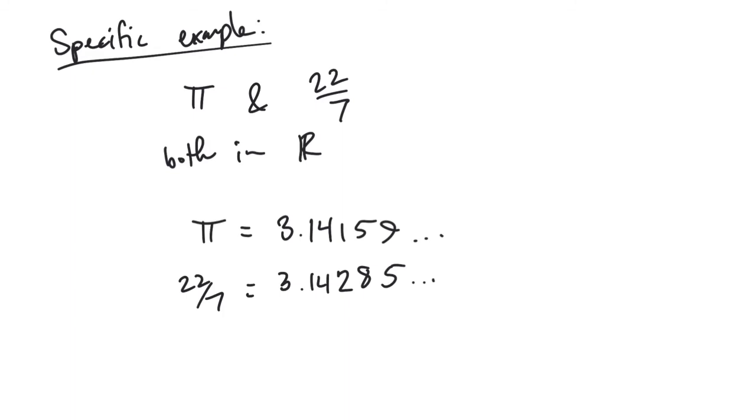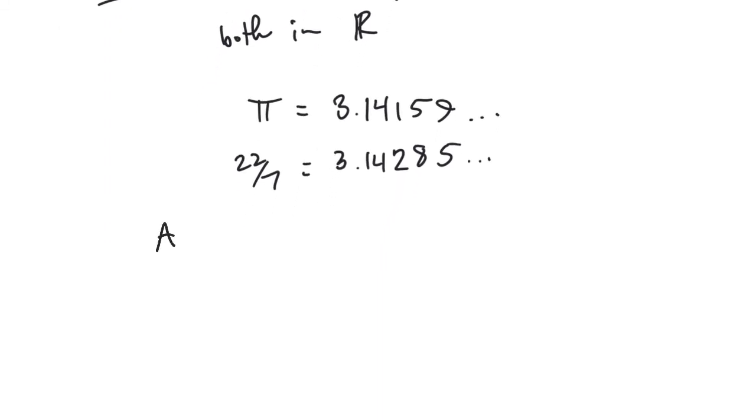Can anyone give me a very specific rational number in between those two numbers? 22 over 7 already is rational, but that's fine. Pi is not rational, but anyway. Is there a rational in between? You can just tell me in terms of the decimals. What do you think? Yeah. 3.1416. Yeah, I think I agree. That's a little bit bigger than pi, but not so big as 22 over 7, right? It is in between those two numbers.